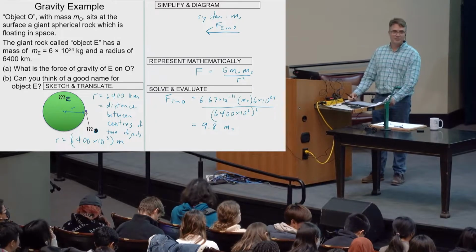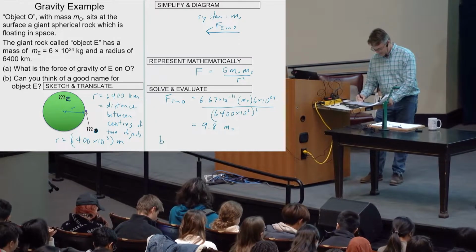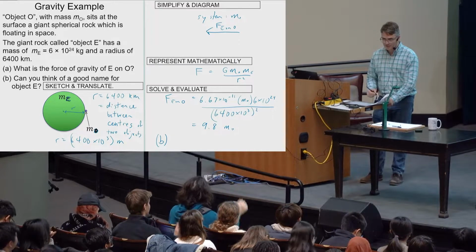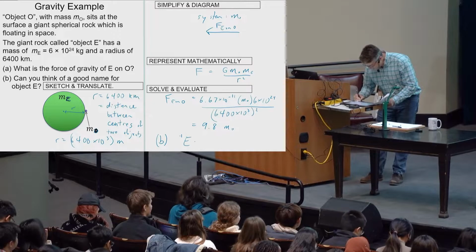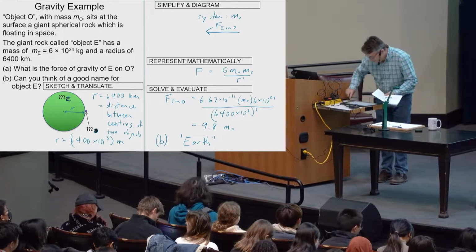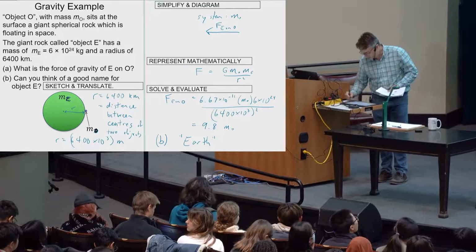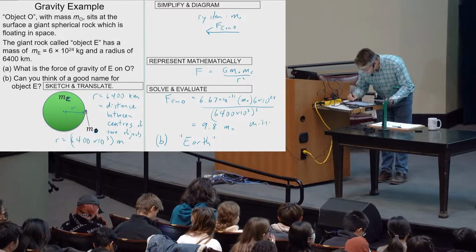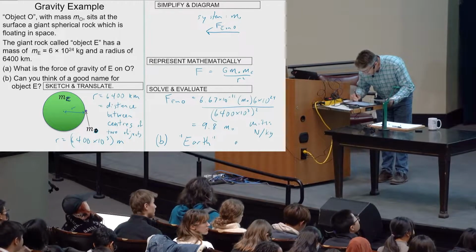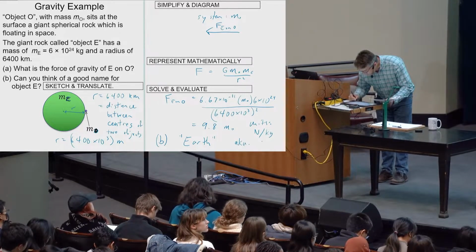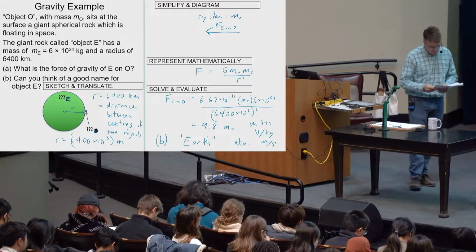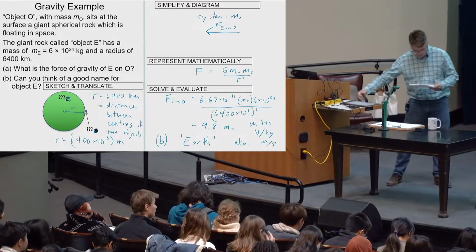So does that number look familiar to you? Does anybody have a good name for this? Large rock, yes? Earth, yeah, okay. I like that name. The units are important to keep: newtons per kilogram, the same thing as meters per second squared. So that's where this whole equation comes from.